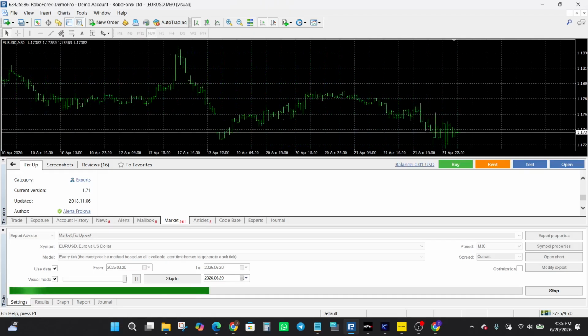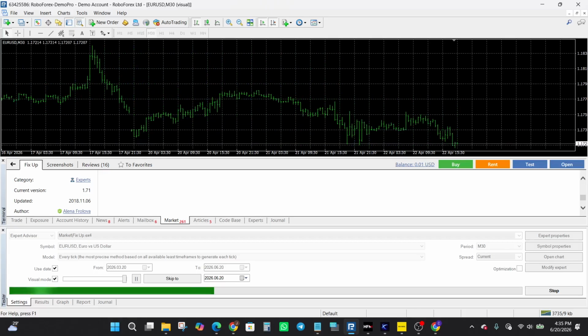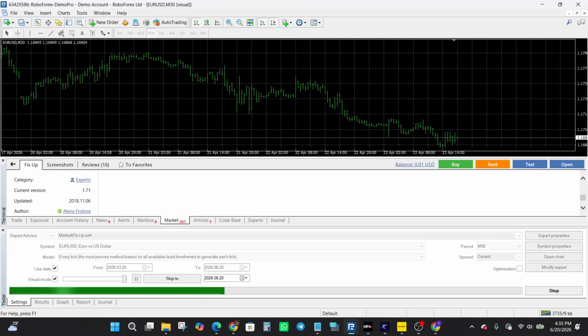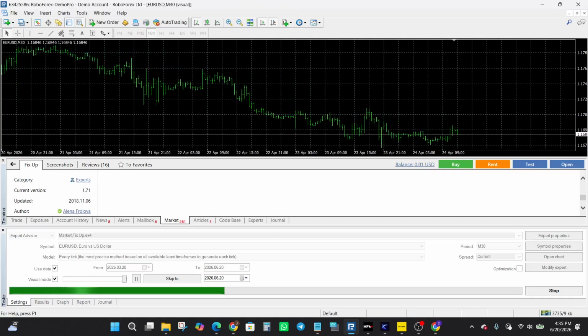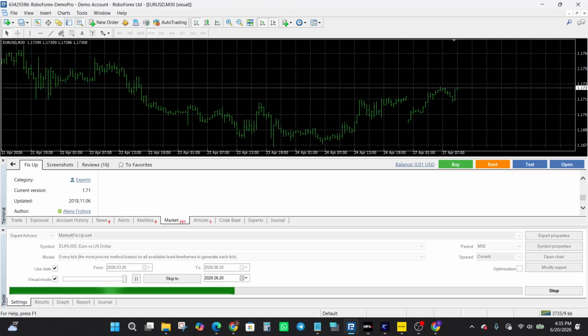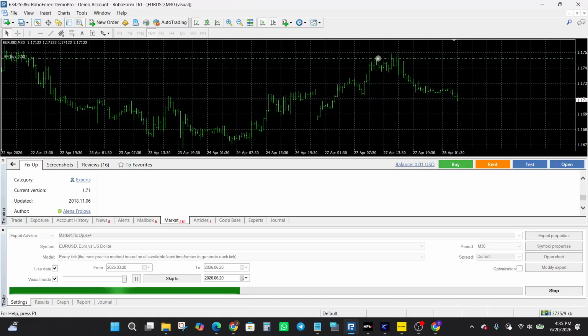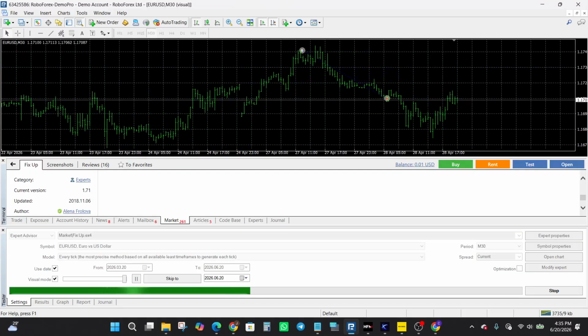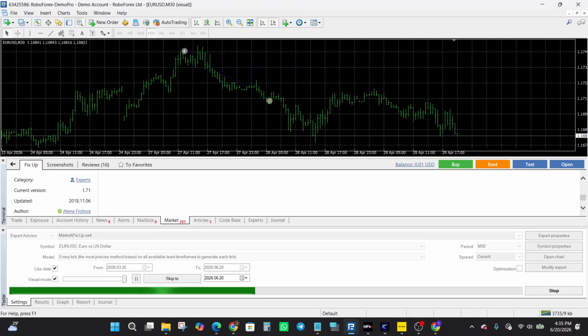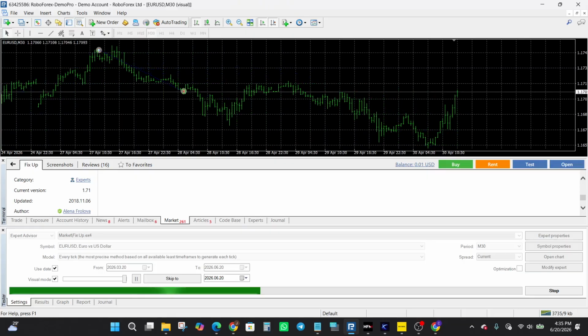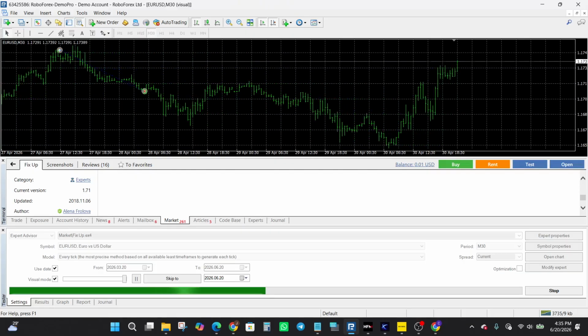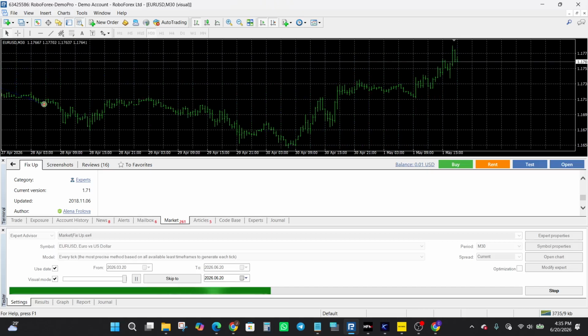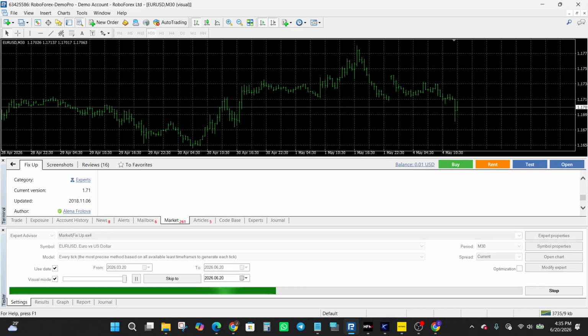Overall, the Fix Up EA for MT4 presents a channel breakout approach with predefined currency pair configurations, built-in trade management tools, and a focus on maintaining a single active position at a time. As always, perform your own testing and optimization before considering any live deployment.